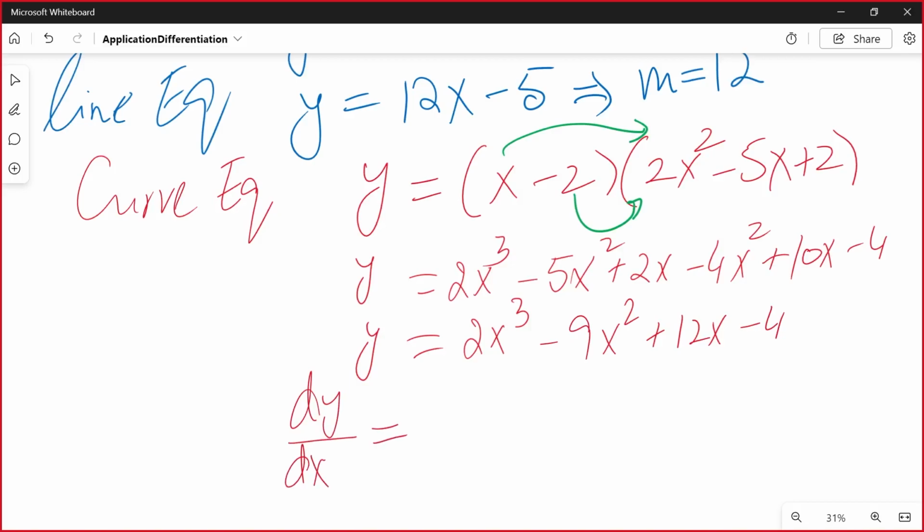6x squared, then 18, would it be plus 18? You have to tell me. Okay, let me just do it real quick. 6x squared. I think it would be plus 18x plus 12.